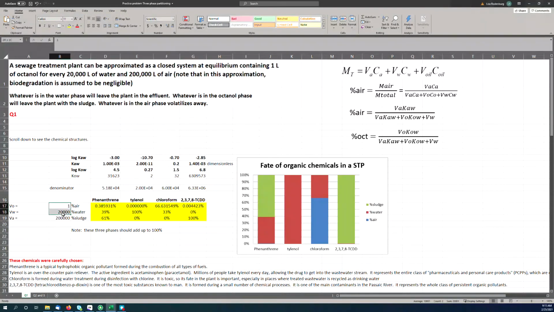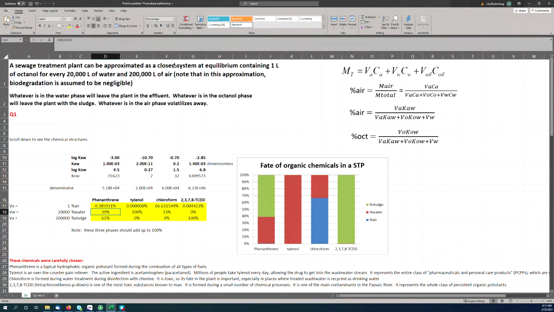I have the volumes here, and so here's my formula. So this is the percent in air, so it's Henry's law times the amount of air here divided by the denominator. Okay, so it makes the formulas quite straightforward. Do that calculation for all of the different phases.